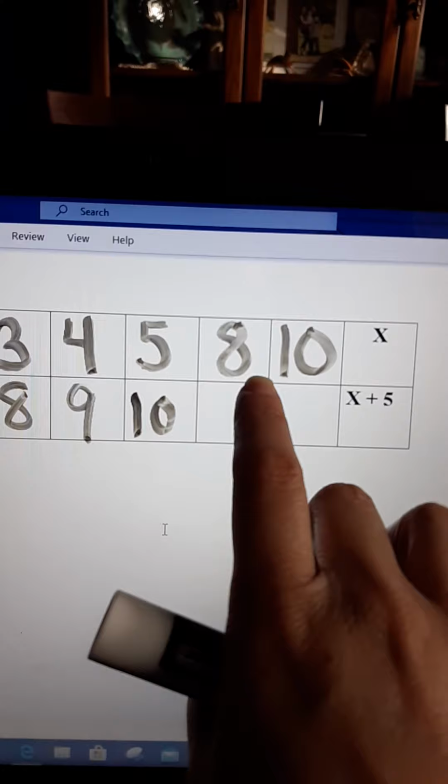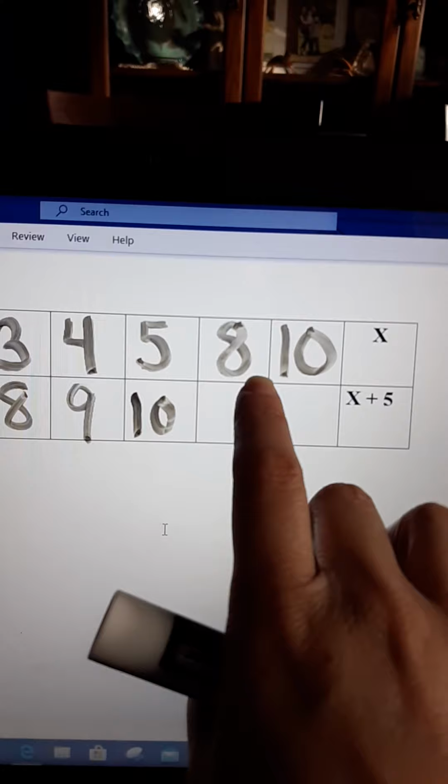So 3 plus 5. And I'm sorry, that's sloppy. I'm trying to hold my phone at the same time. So we're just plussing 5 here. So 3 plus 5 is what? 8. 4 plus 5 is 9. 5 plus 5 is 10.